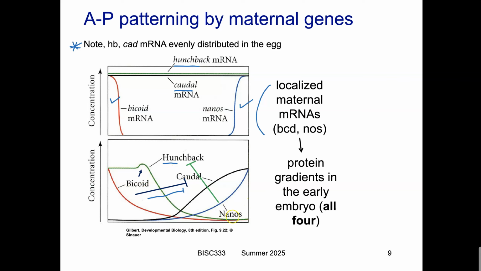And then nanos here is preventing hunchback from being translated. It doesn't have any effect on caudal. So caudal is almost like a default in a way. Wherever there's no bicoid, then you have the translation of that protein, and you've got lots of it in the posterior and less of it as you move anterior. So all the proteins form these posterior to anterior or anterior to posterior gradients. But that is due to the localized expression of just 2 of those 4.